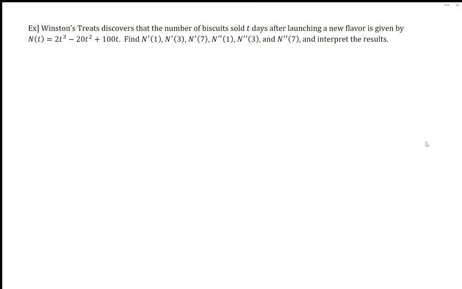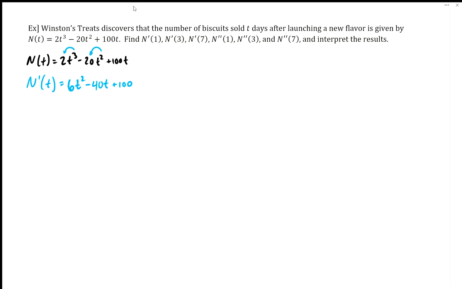First thing, I am just going to rewrite it again so I can show my power rule. My power rule tells me how I can get n prime of t. So the 3 would multiply the front, and that would give us 6t, and then minus 1 from the power, so 6t squared. Then the 2 would multiply the front to give us minus 40t. And then the last term is linear, so that would be plus 100. So there's n prime of t.